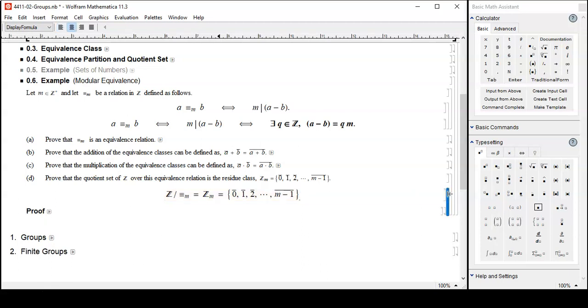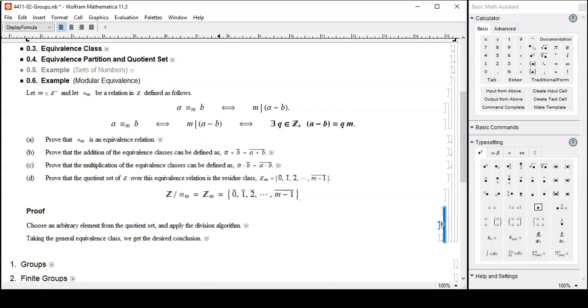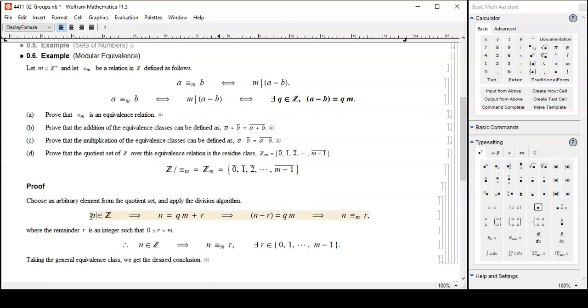And here's the proof. Let's apply the division algorithm. Any integer, you can divide by m, and we get a remainder which belongs to the set 0 to m minus 1, because if it exceeds or is at least equal to m, then you can divide further and then reduce this remainder further down. And this applies for negative integers as well, because q can be negative.